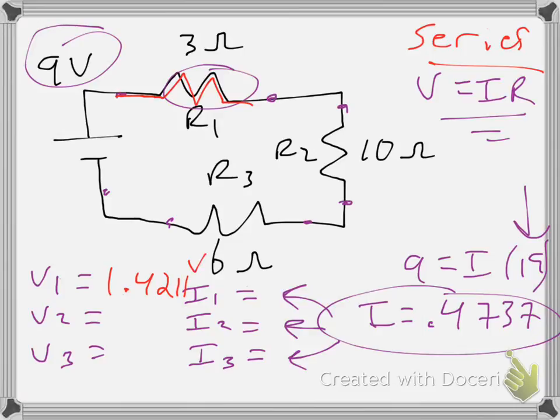We keep going. I have 0.4737 amps of current going through the 10 ohm resistor. So if I multiply them, it's 4.737. Again, volts. And then lastly, I have that 0.4737 going through my 6 ohm resistor, and that's 2.8422 volts.